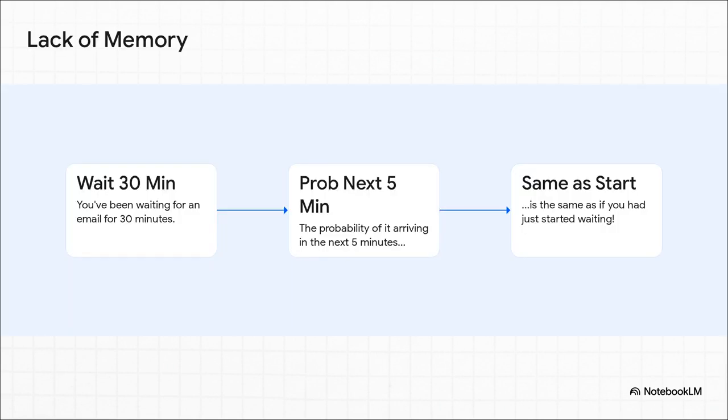But here is the really mind-bending part. The exponential distribution is memoryless. Okay, get this. Let's say you've been waiting for an important email for a full 30 minutes. The probability of it showing up in the next 5 minutes is exactly the same as it was in the first 5 minutes when you started waiting. The past doesn't matter. The system basically forgets how long you've already been waiting. It's a super weird but absolutely crucial feature of a lot of random events.